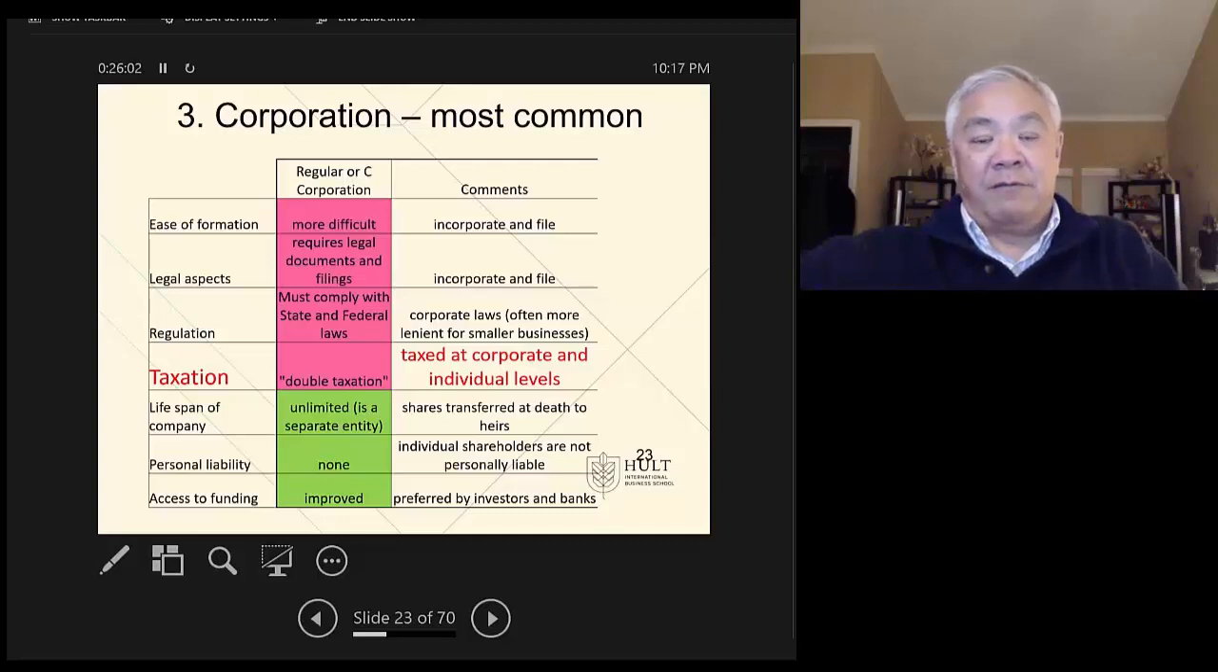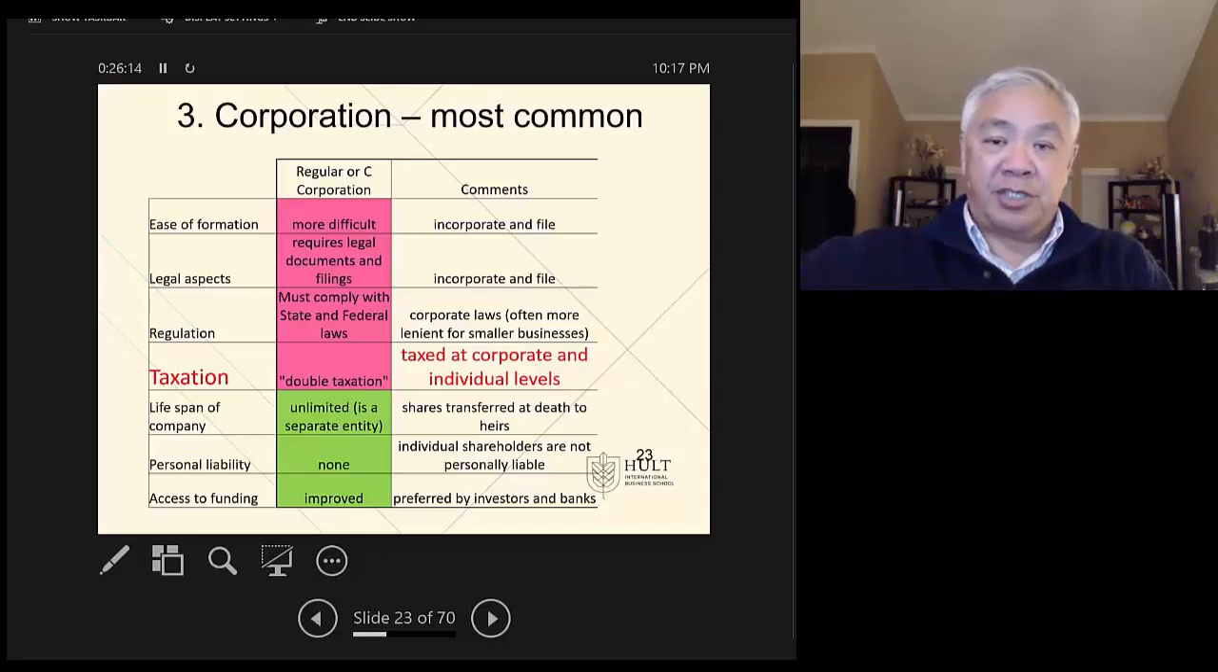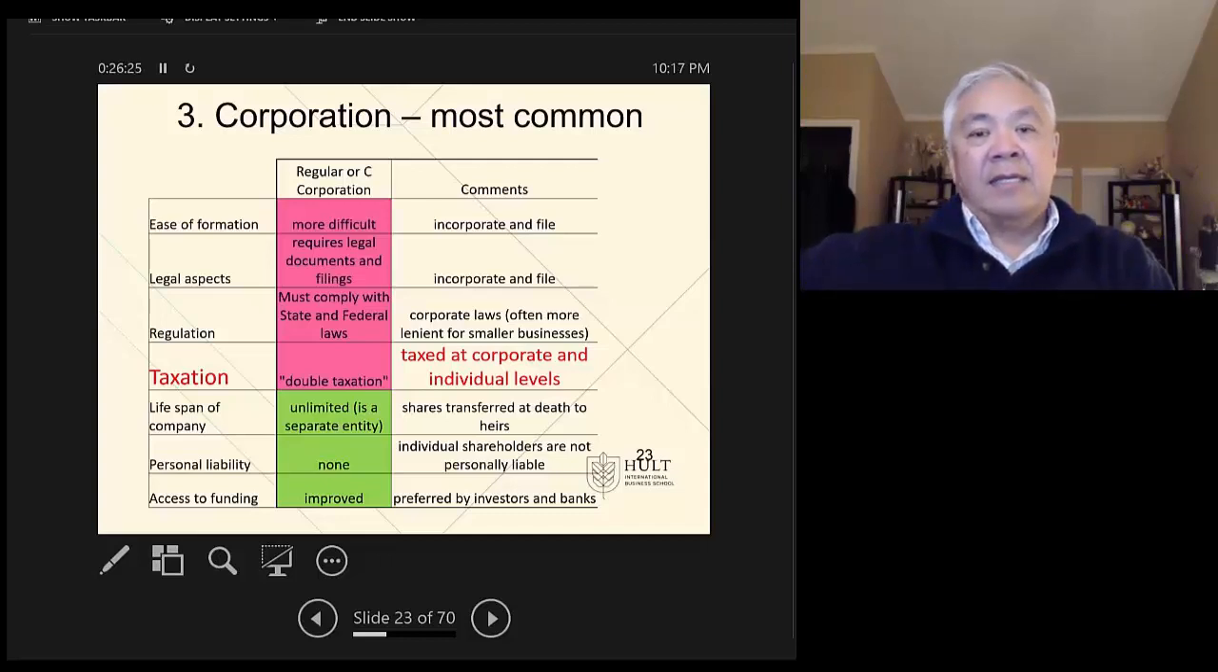Taxation, this is the ugly one for owners because you're taxed twice. What we mean by taxed twice is, tax once when the corporation makes money, and then if the company distributes money to its shareholders, the shareholders are taxed again. The taxation is double, once on the income at the corporation level and again at the recipient, namely the shareholder, whether it's a dividend or a liquidation of the shares.